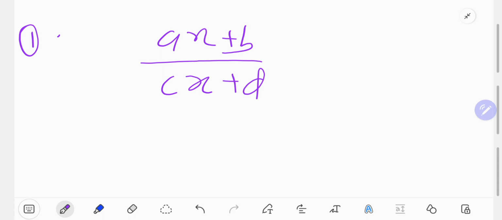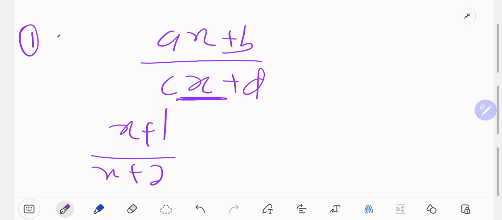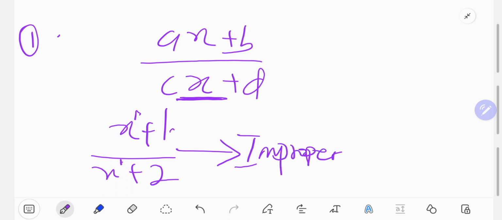For a fraction in terms of expressions to be a proper fraction, the highest power of the denominator should be bigger than the highest power of the numerator. So if you have x plus 1 over x plus 2, the highest power of the numerator is 1, and the highest power of the denominator is also 1. Because the highest power of the denominator is not greater than the highest power of the numerator, this becomes an improper fraction.